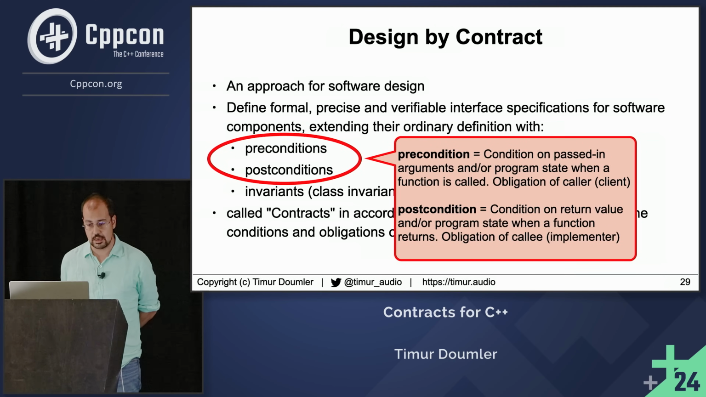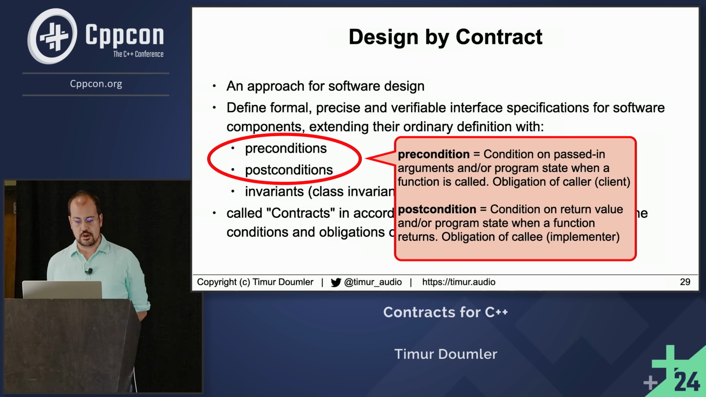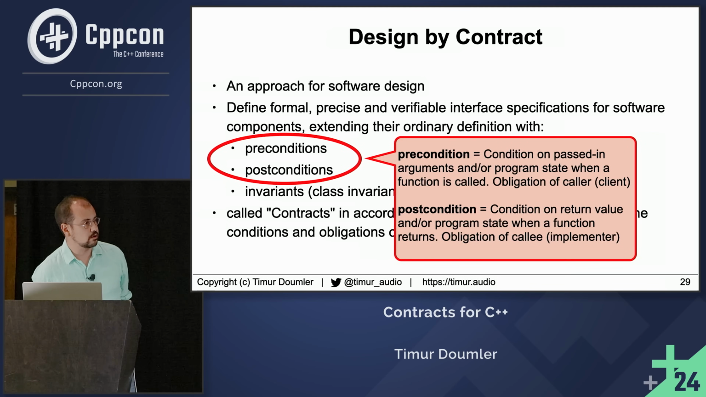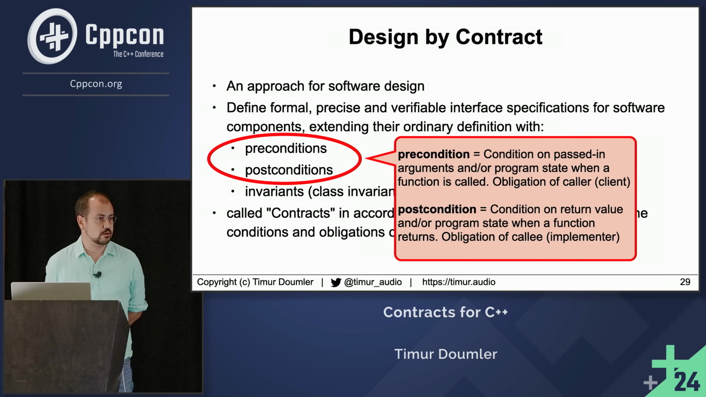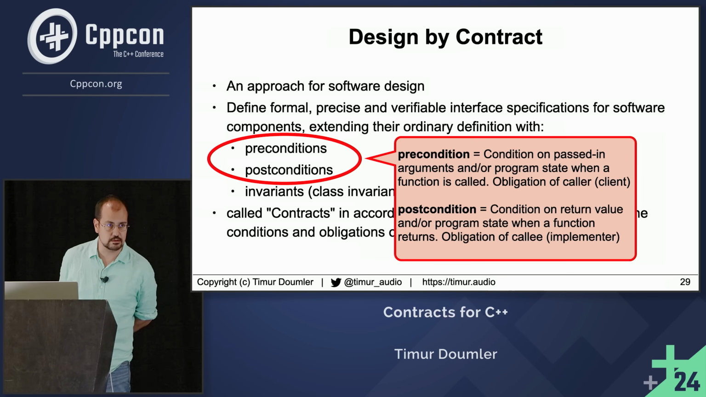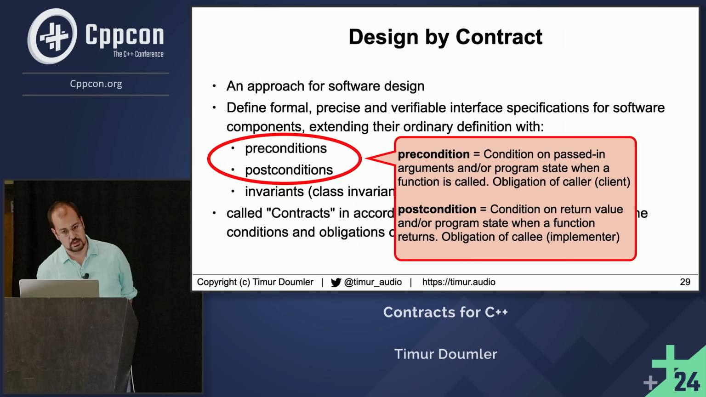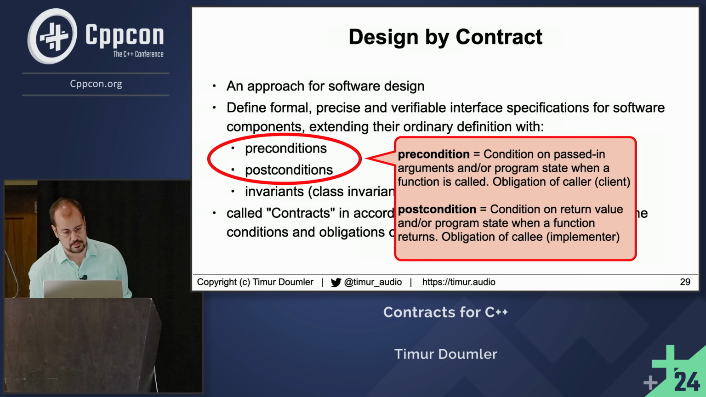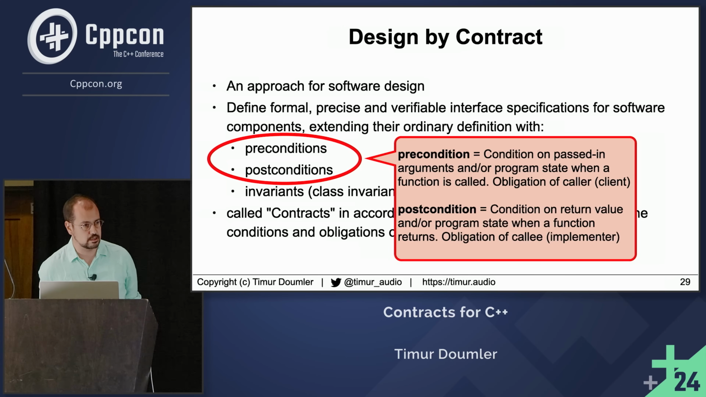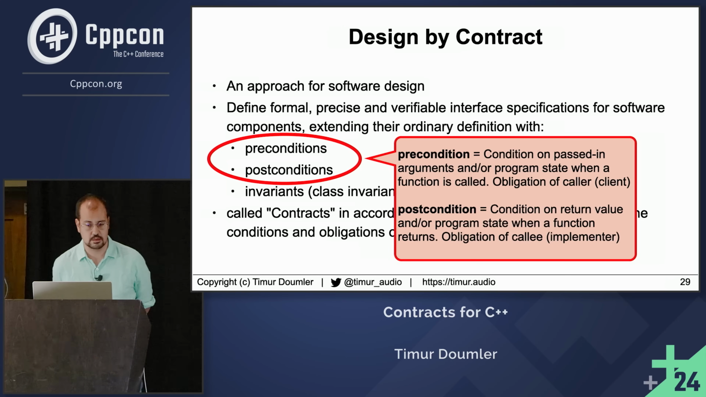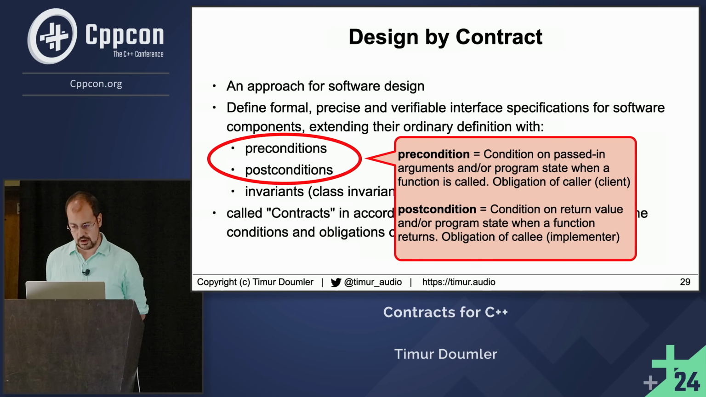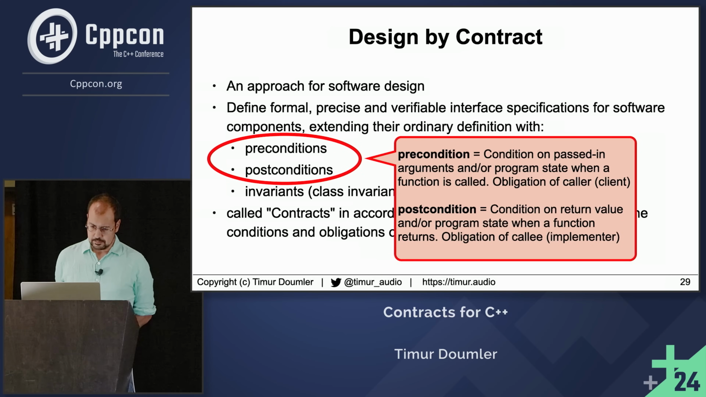A precondition is a condition on calling a function, at the time when you call a function, on the state of the program, which typically includes the parameters you pass in, but could also be other aspects of the state of the program. So a function call can have a precondition. And a function can also have a postcondition, which is a condition on either the value that the function returns or the state of the program at the time when the function returns, right?